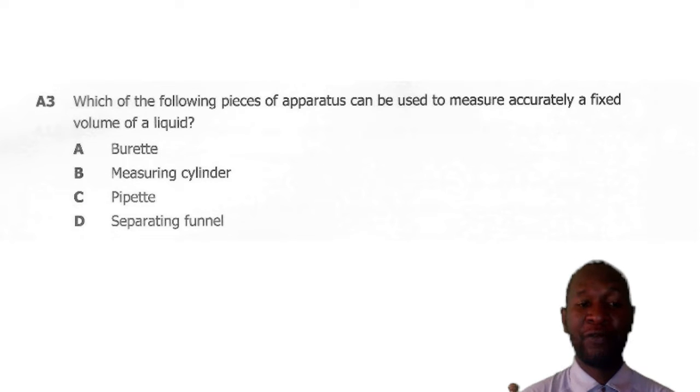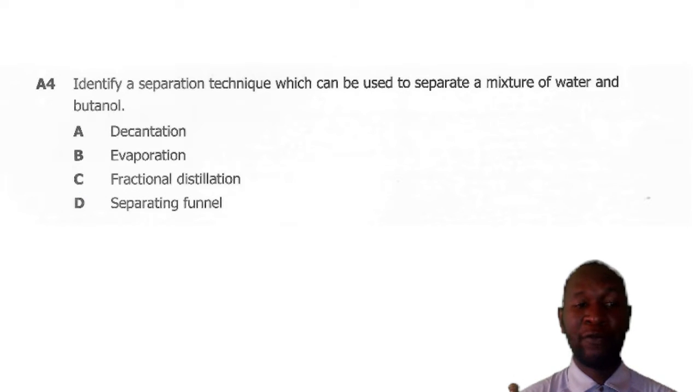A3, which of the following pieces of apparatus can be used to measure accurately a fixed volume of a liquid? The correct answer here is C, a pipette. A4, identify a separation technique which can be used to separate a mixture of water and butanol. The correct answer here is fractional distillation.